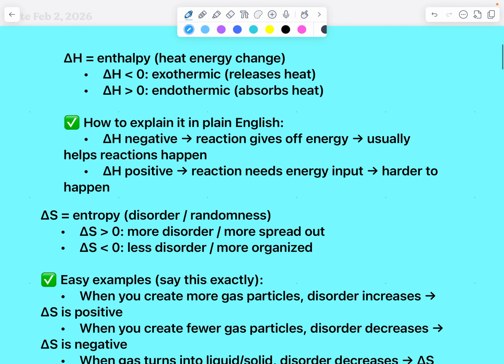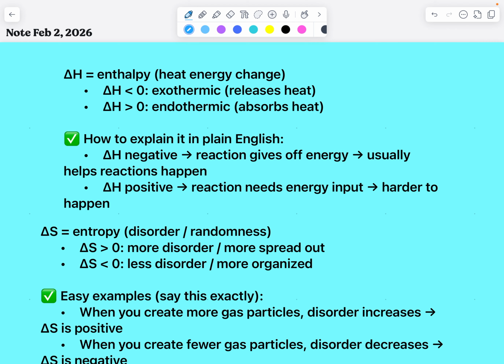Today you'll learn the fastest way to tell if a reaction is spontaneous, and then we'll level up and calculate delta G from delta H and delta S with 8 practice problems and full work.